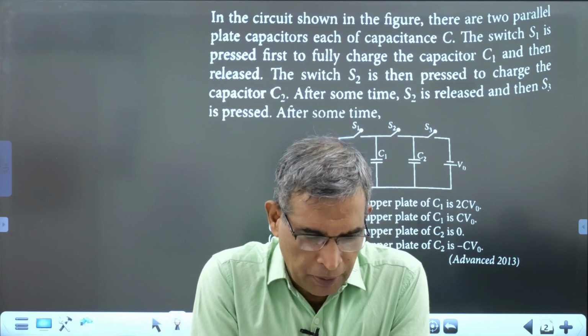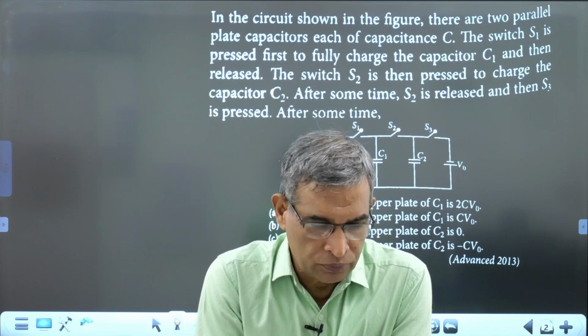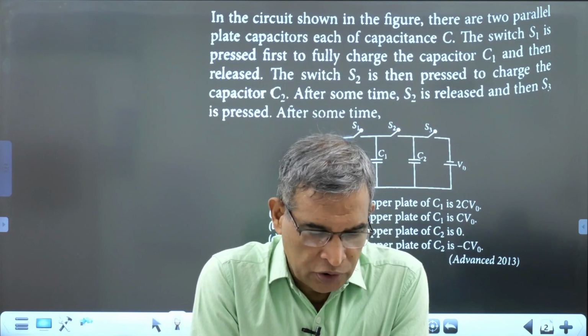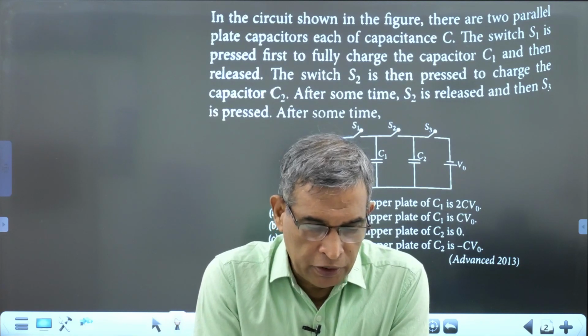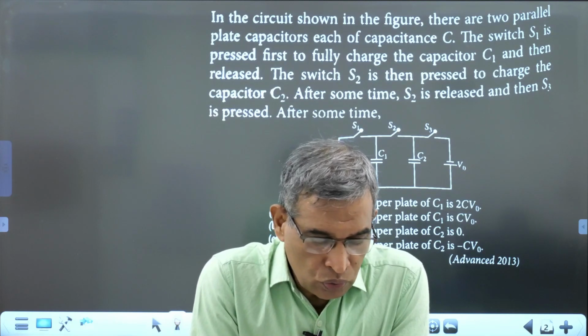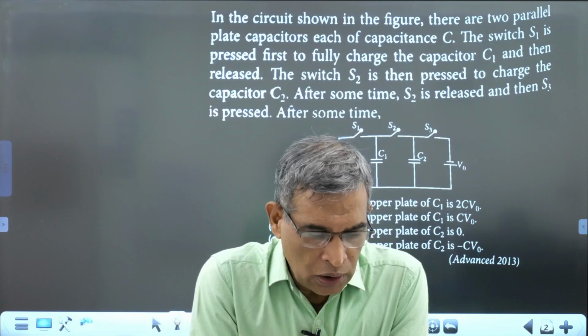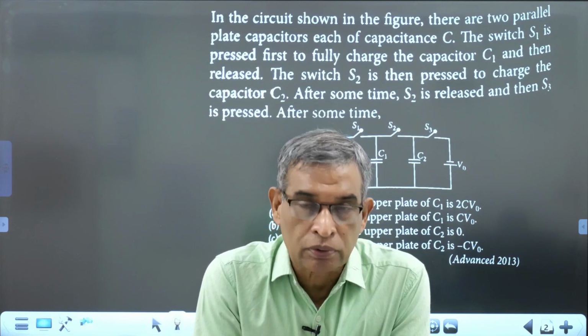The charge on the upper plate of C1 is 2CV0. The charge on the upper plate of C1 is CV0. The charge on the upper plate of C2 is 0. The charge on the upper plate of C2 is minus CV0.